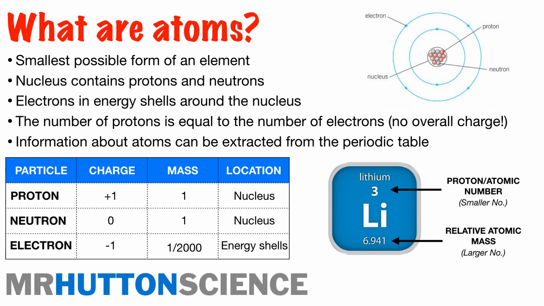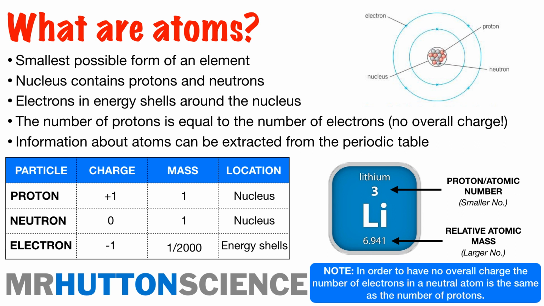In order to have no overall charge, I've said this a few times already, but the number of electrons in a neutral atom is the same as the number of protons. You've got the same number of minuses as you've got positives. Therefore, when they come together, there's no overall charge. So that's atoms.